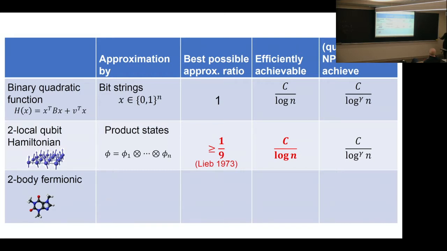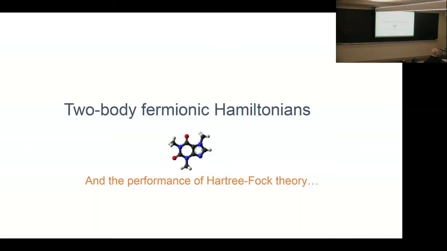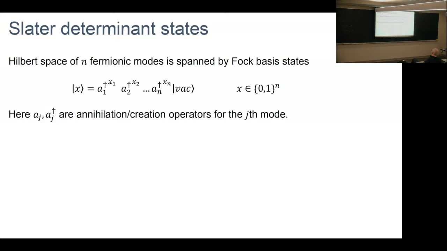All right, so two-body fermionic Hamiltonians and Hartree-Fock theory. I realized that this next set of slides is going to be weird because maybe you don't know what Slater determinant states are, so I'm going to give this description of Slater determinant states and then tell you why that's not the right thing to do. And you're supposed to already think that it's the right thing to do. But anyways, maybe you can just zone out, it's only going to be a couple of slides.